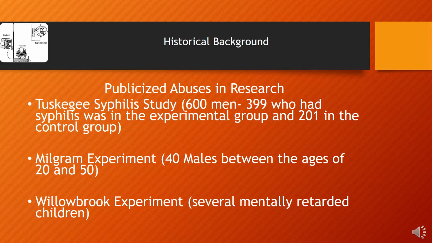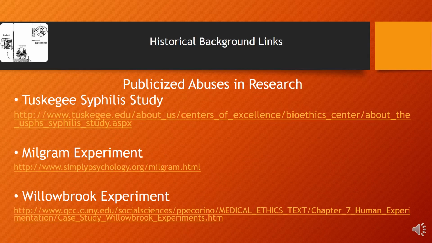The final experiment that we will discuss is called the Willowbrook experiment, which involved several mentally retarded children. This experiment was conducted in a school which housed mentally retarded children who were intentionally given hepatitis in an attempt to track the development of the viral infection. You can read more about each particular research from the attached link on the next slide. Please visit the following sites to read more about each research.